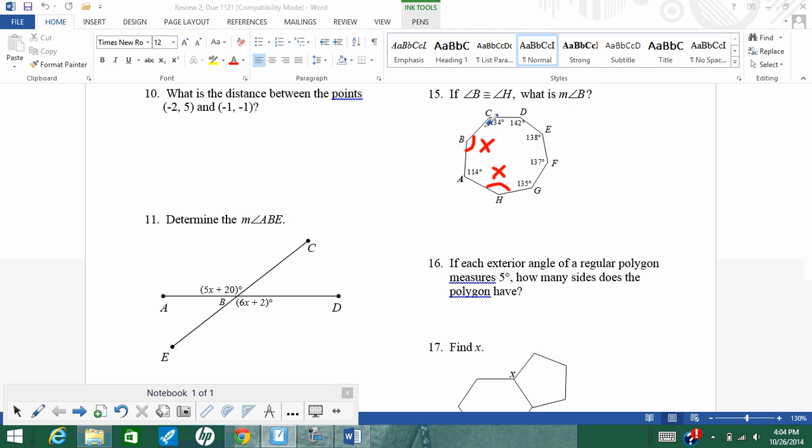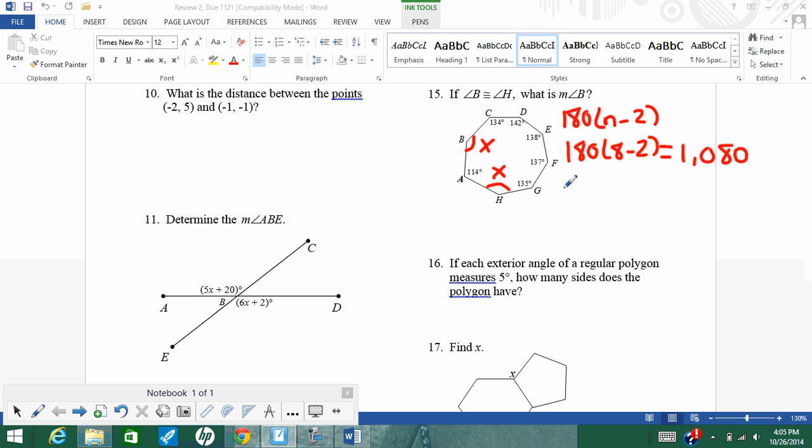So I can find out the total number of degrees that the interior angles should add up to, because I know something about all the interior angles, and that is 180 times n minus 2. In this case, n is 8. So the interior angles of this polygon should add up to 1080. So all of these angles should add up to 1080, so that's what I'm going to do.